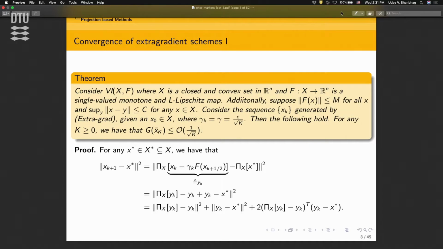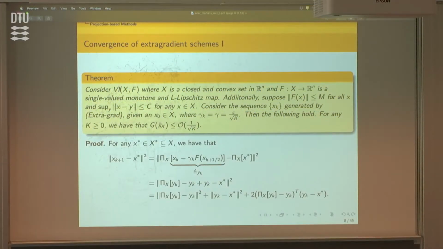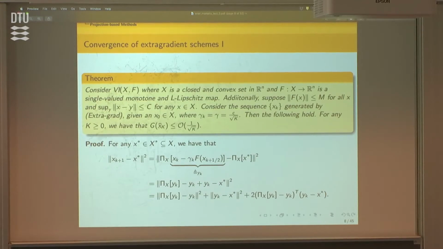Again, same idea. We start with the norm of xk plus 1 minus x star, squared. What do we know about it? It can be written as the projection of xk minus gamma k of f of xk plus half onto the set, by the definition of the update rule. Now remember what x star is. X star can be trivially written as the projection of x star onto the set. Why do I do that?